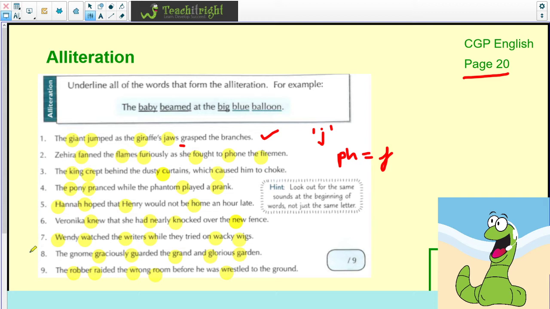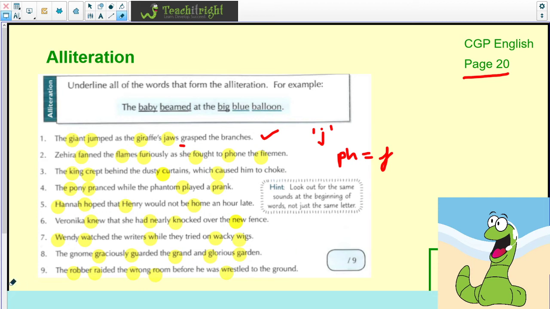Question 7. We've got the W sound used to form the alliteration here. So we've got Wendy, watch, while, wacky, wigs as the words that we should have included. And writers is not part of the alliteration because the W is silent. So in actual fact, interestingly, we need to delete that one. We shouldn't have included writers there.